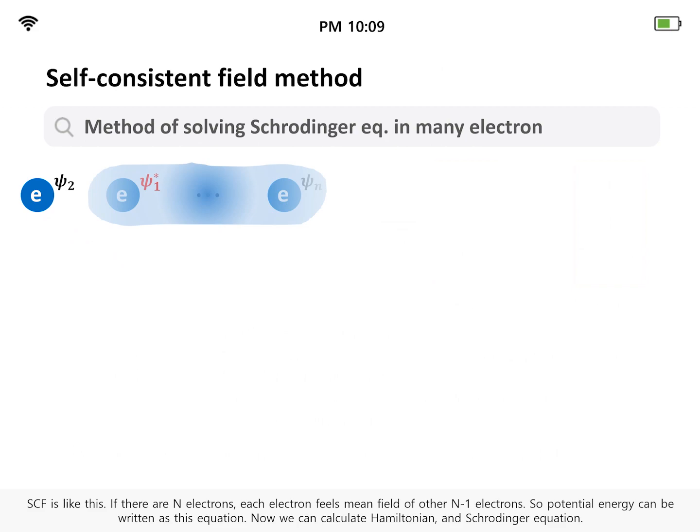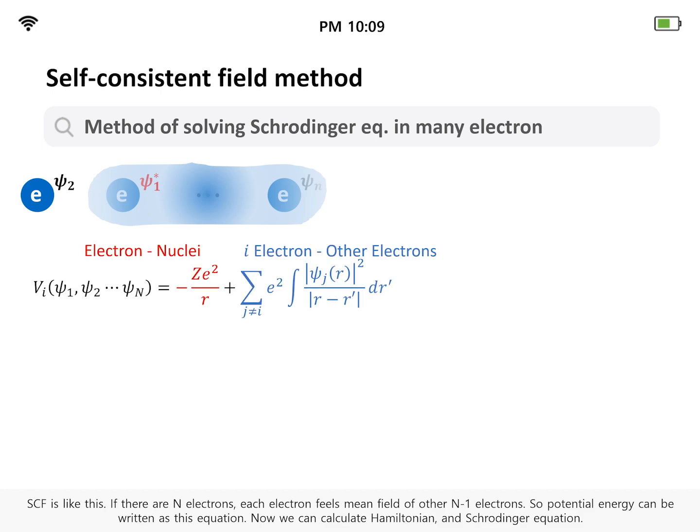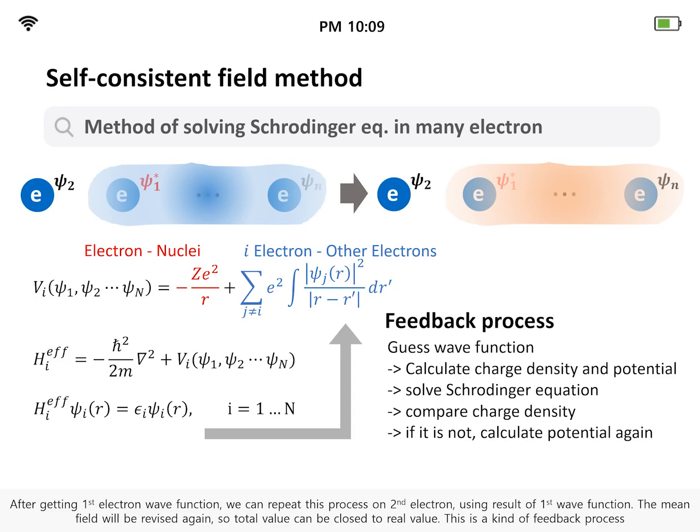Self-consistent field method is like this. If there are n electrons, each electron feels the mean field of other n-1 electrons. So, potential energy can be written as this equation. Now, we can calculate Hamiltonian and Schrödinger equation. After getting first electron wave function, we can repeat this process on second electron using result of first wave function. The mean field will be revised again, so total value can be closest to real value. This is a kind of feedback process.